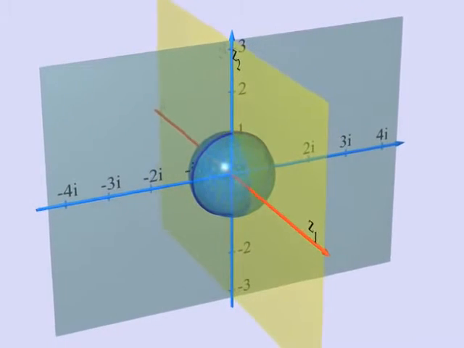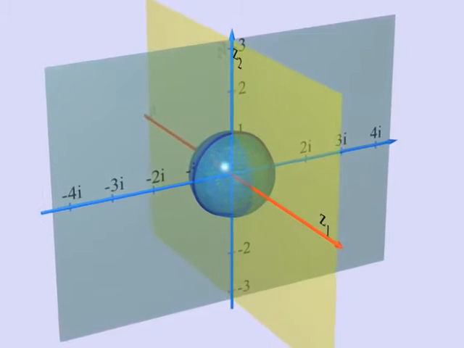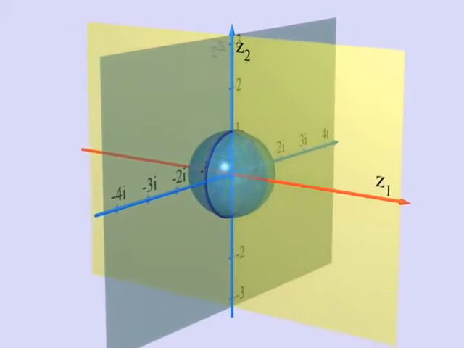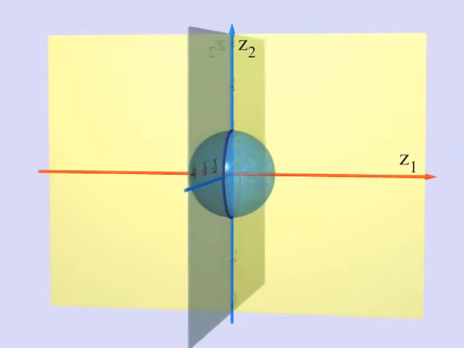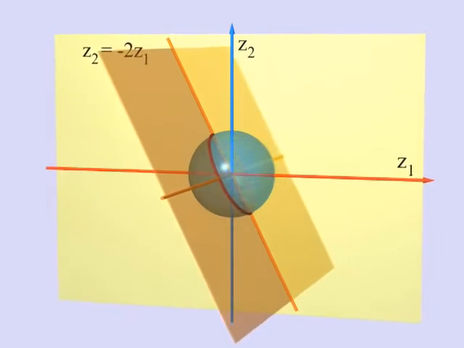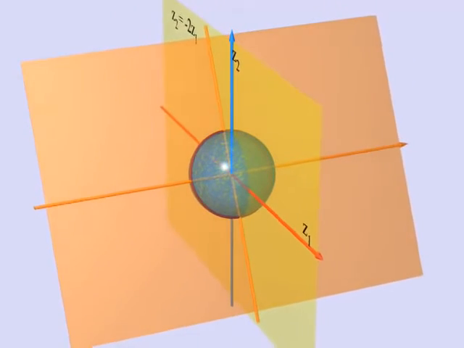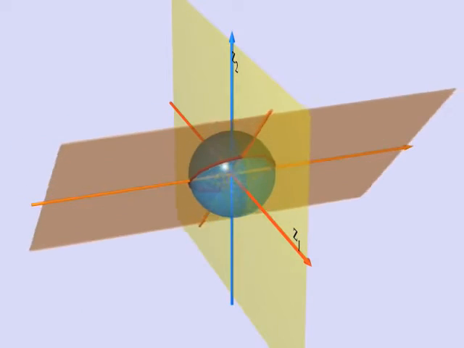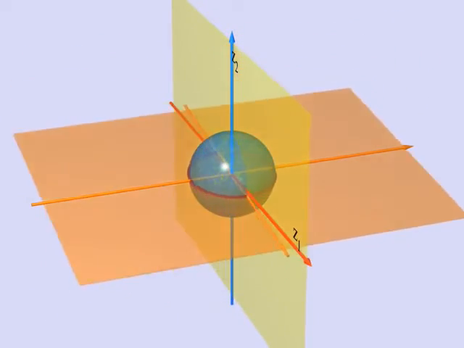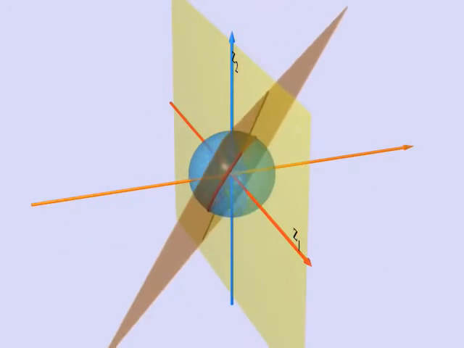Now what is true for the horizontal line and the vertical line is equally true for all lines going through the origin. Here you can see the line with equation z2 equal to minus 2z1. But we could do the same with any line z2 equal to a times z1 for any complex number a. In this manner, the 3-sphere in 4-dimensional space is filled with circles, one for each complex line going through the origin in our plane of complex dimension 2.